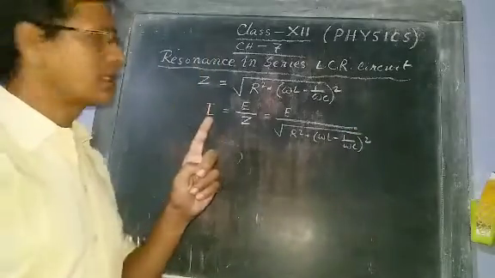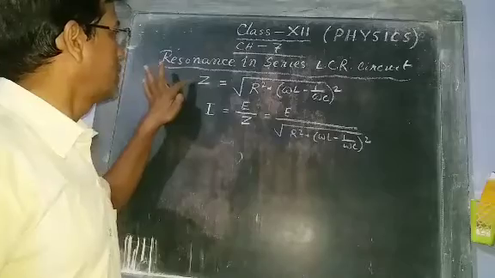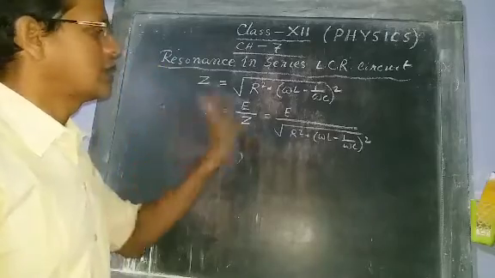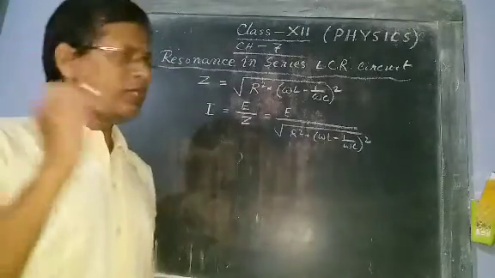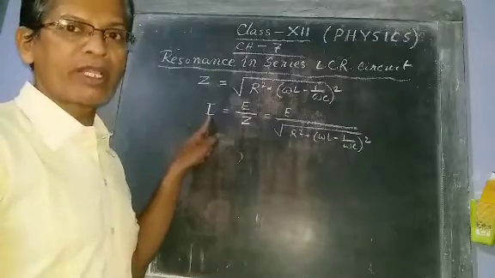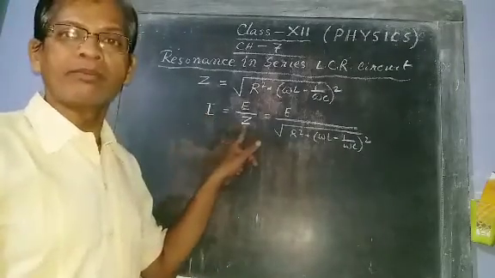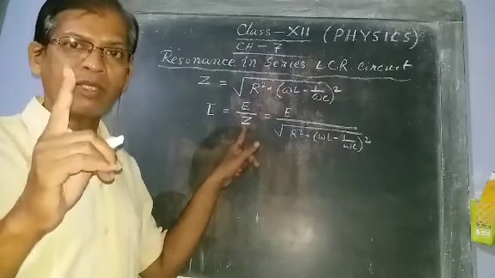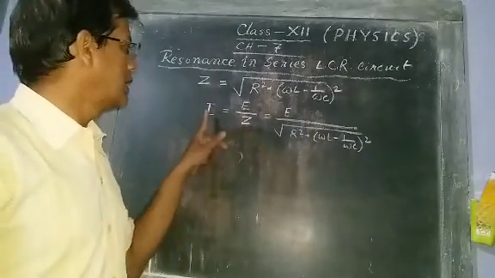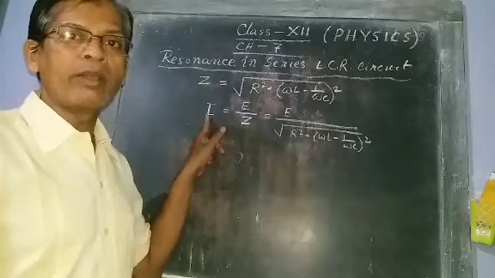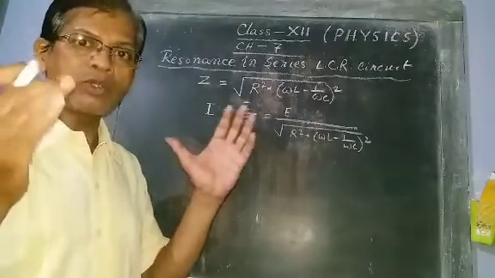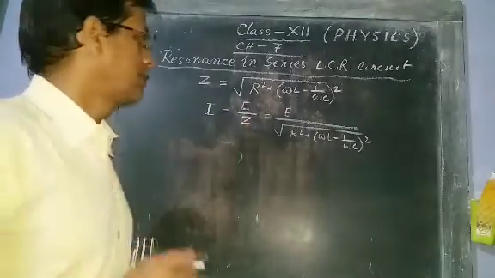In an LCR circuit, the expression for impedance is this and the current is this. Now for resonance, this current will be maximum. How can it be maximum? If Z is minimum, then I will be maximum. Now the question is how Z will be minimum.